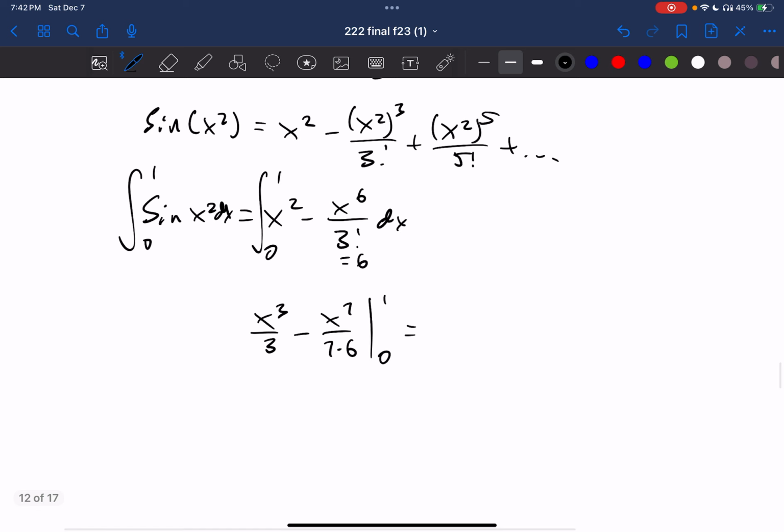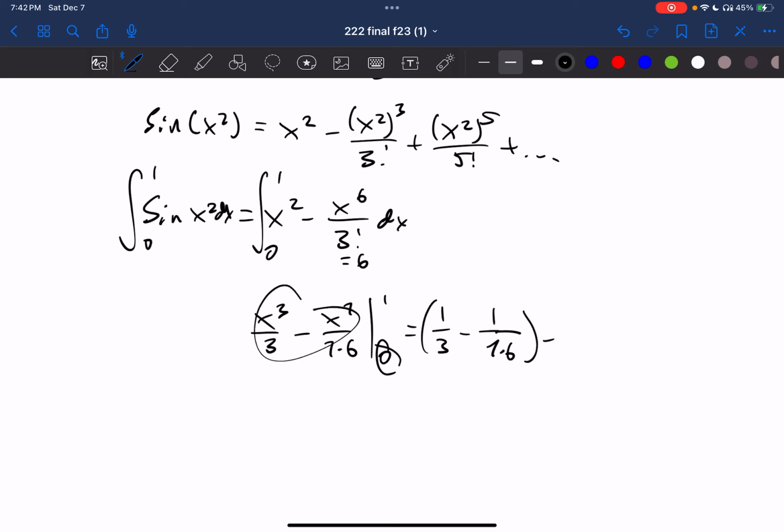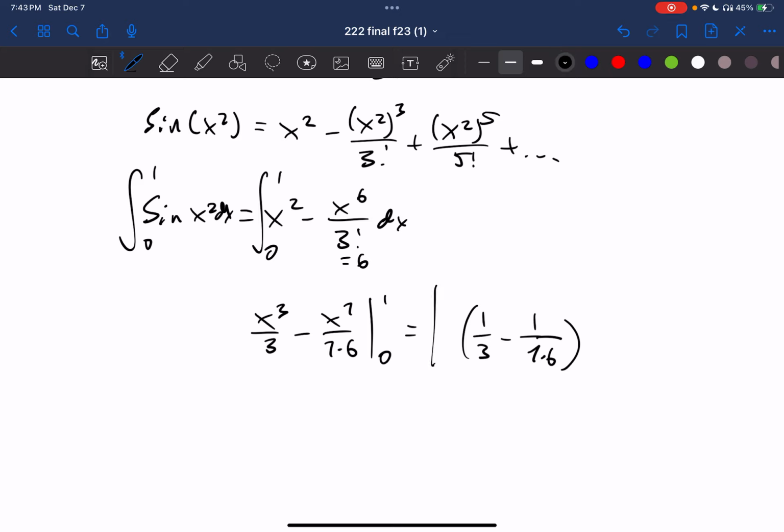This will be equal to 1 over 3 minus 1 over 7 times 6, minus, and then we plug in 0 to each of these terms, those get 0. So this will just be our answer right here. Specifically, this will be our answer.